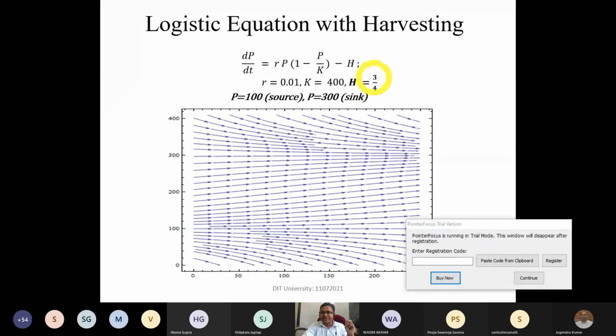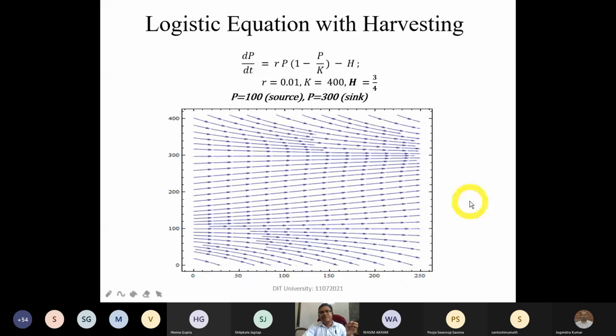Once I harvest this 3/4 with the same r equal to 0.01 and K equal to 400, you will see that now the source and sink have changed. So now P equal to 100 becomes a source and P equal to 300 becomes a sink. Here you can see, this is the sink one and this is the source one, right?